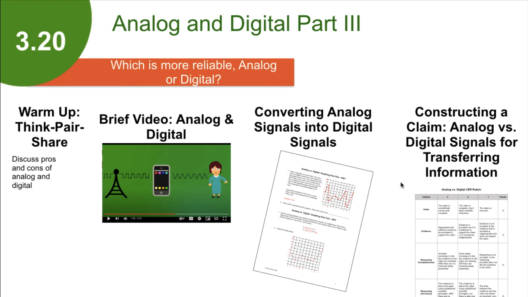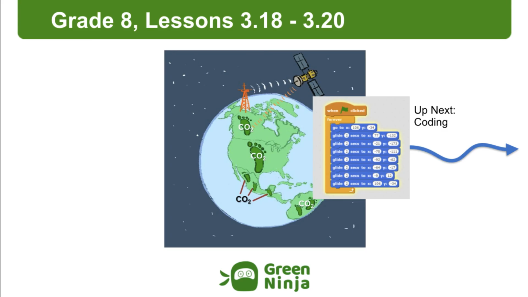they're ready to construct a claim about which one they think is better for transferring information. They're going to back up their claim with evidence and reasoning, and we've got a rubric to guide you and the students through that process. Next up, students use coding to show what they know about satellites.